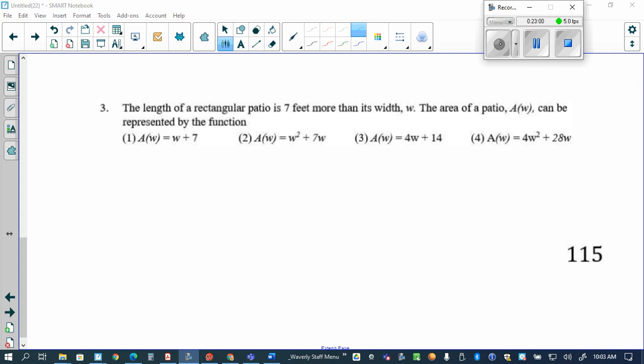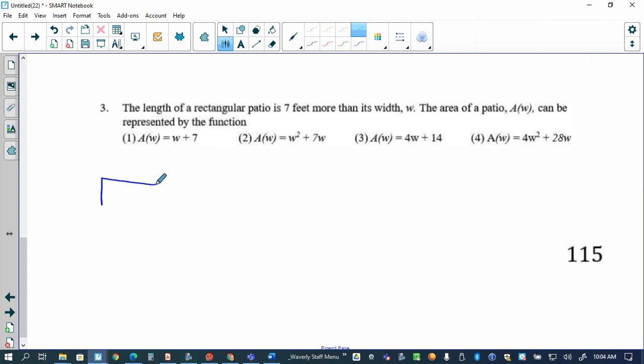Do you notice it asked something about the area of the patio? What shape is the patio? Rectangular. Okay. Somebody please tell me how to find the area of a rectangle. Do they tell you anything about the length and width in this? What do they tell you? The length is 7 feet more than the width. All right. So if you draw a rectangle, let's say that this is the width and that side is the length.